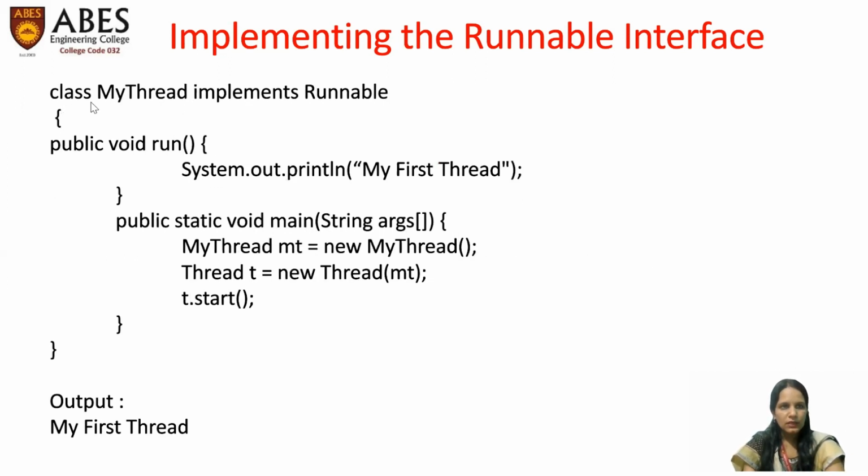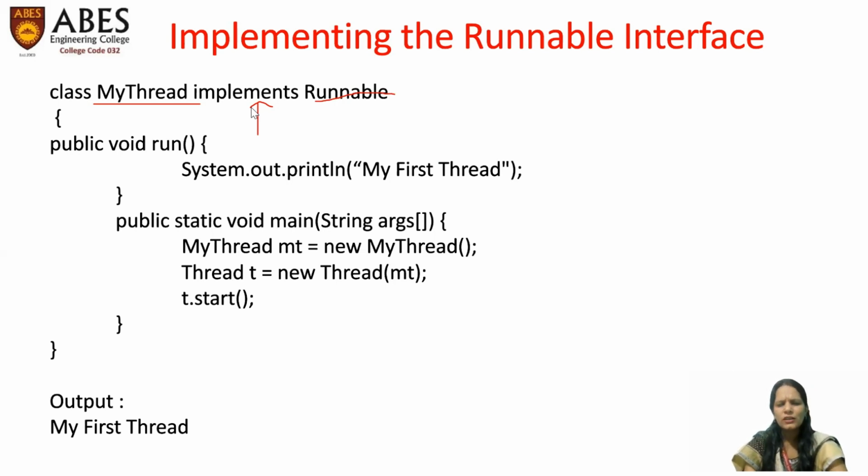In the similar way, we have a class, let's say MyThread, and it is implementing Runnable. Runnable is an interface, so just remember this. In the previous example, we were extending the Thread class. But because Runnable is an interface, we use the term implements. If we are using a class, then we must extend that class, and if we are using an interface, then we should implement that Runnable interface.